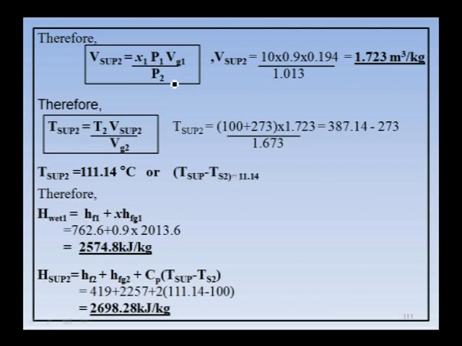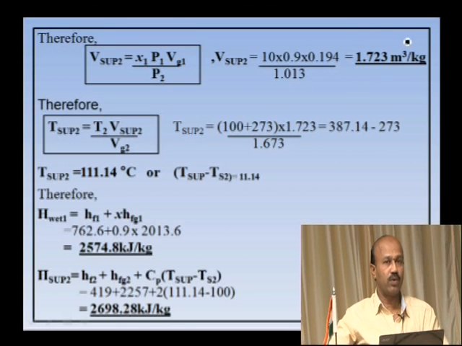So, by taking like this, you should find the value of V sup 2, that is around 1.723 meter cube per kg. I already told you, when the final condition of steam becomes superheated, you must find T sup, or degree of superheat, that is T sup minus T sat. So, we got here T sup 2 is equal to T2 V sup 2 divided by Vg2 from this relation. Substituting all the values, you are getting T sup 2 is around 111.14 degree C, the superheated temperature of steam.